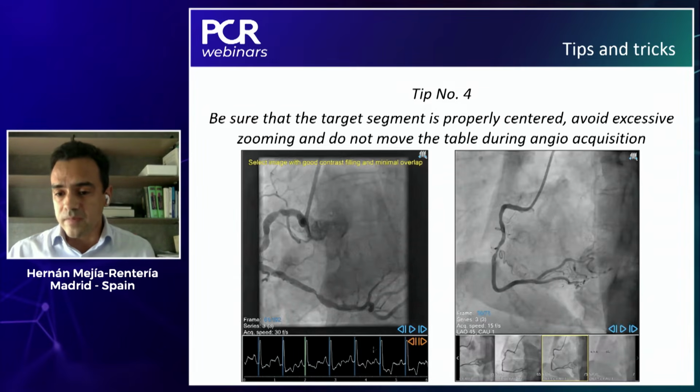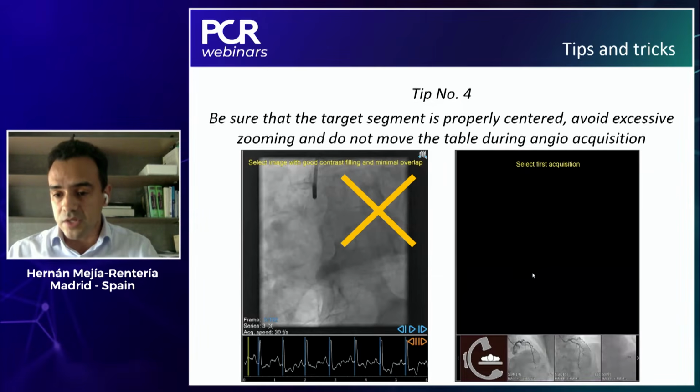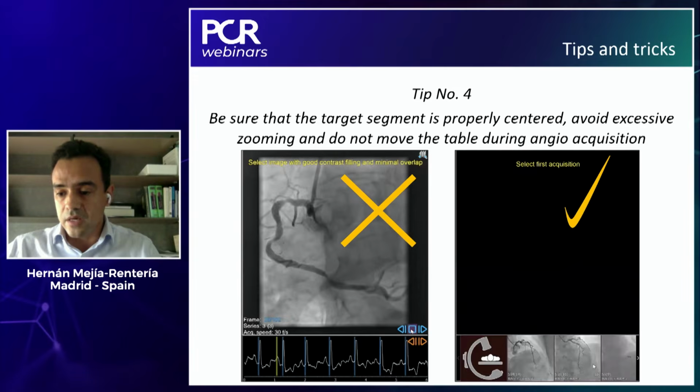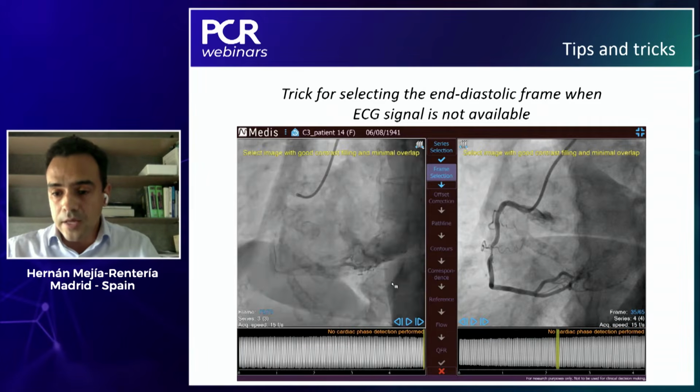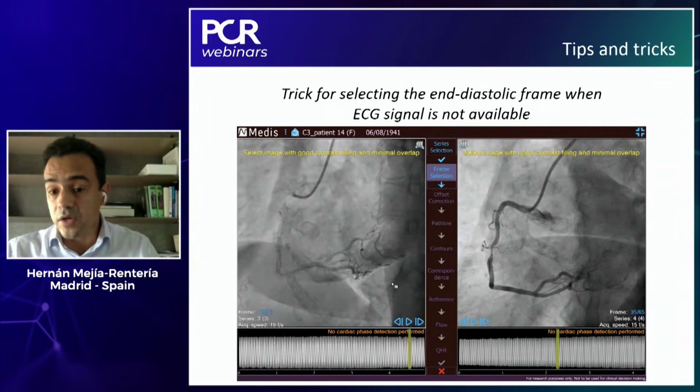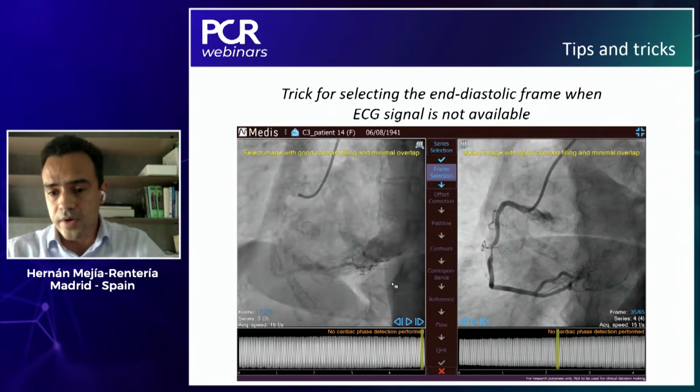On the contrary, if you center properly the image, and if you don't have excessive zooming, and you don't move the table during cine, you will have a lot of chances, as you can see in the right video, to find an optimal end diastolic frame.